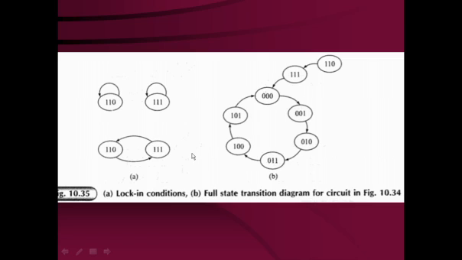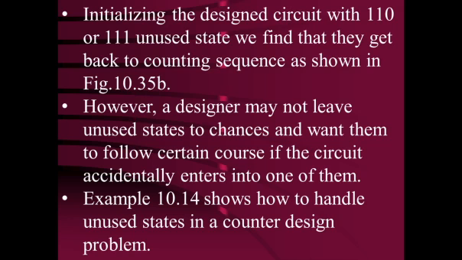It will not come to the legal count sequence. So actually the designer will look at all these angles and design the circuit accordingly. Initializing the designed circuit with the 110 or 111 unused state, we find that they get back to the counting sequence as shown in figure 10.35b. That means if it is latched into an unused, illegal state, state number 6 or state number 7, it can come back automatically after one or two clock pulses to the legal count sequence.